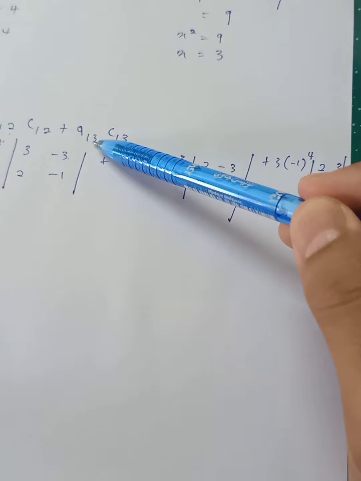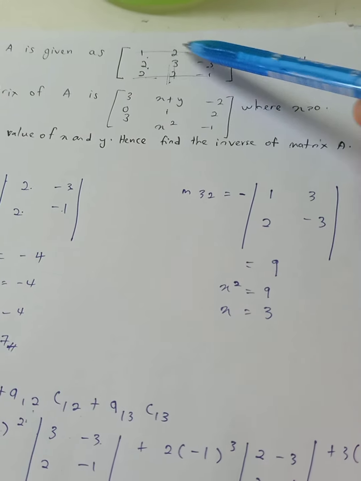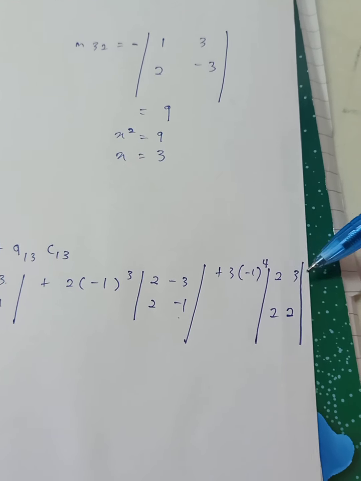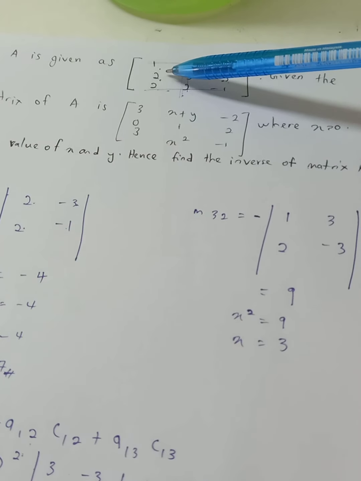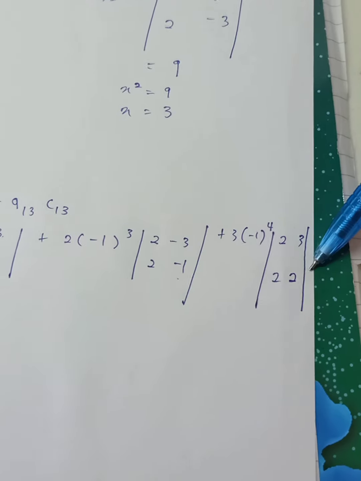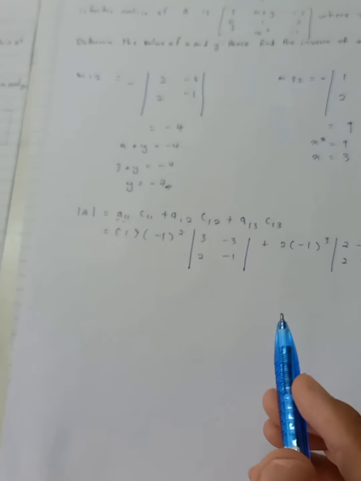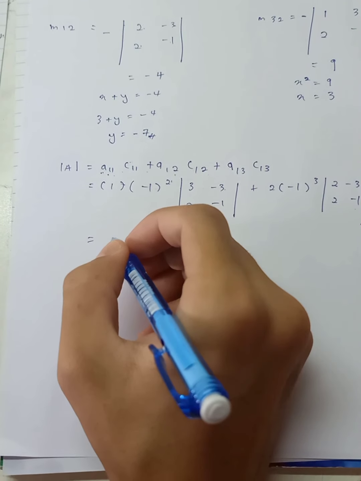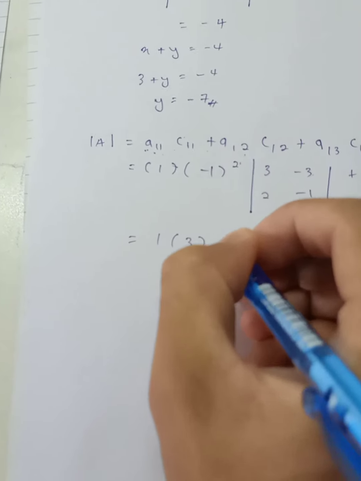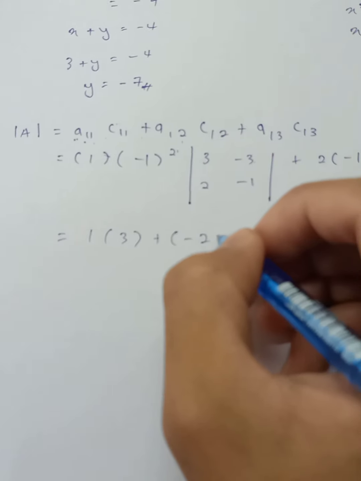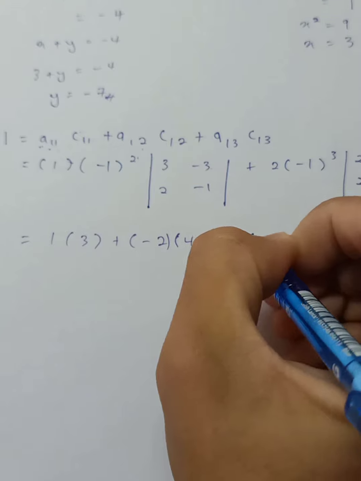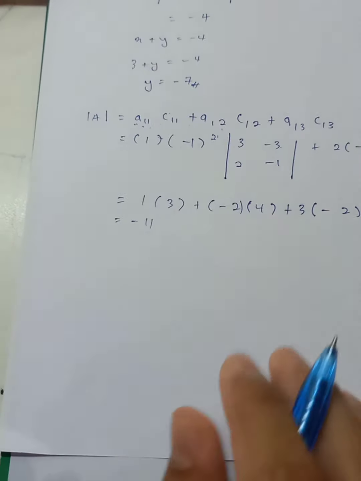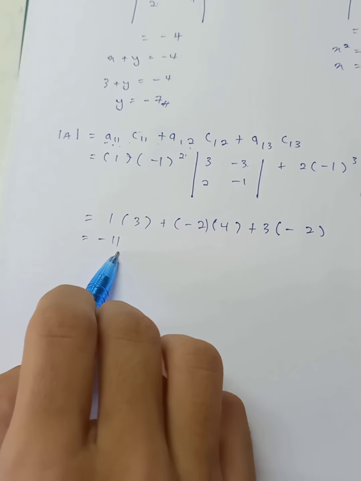Same with A13: the first row and third column, we get 3, times negative 1 to the power of 4, since 1 plus 3 is 4, with the matrix 2, 3, 2, 2. Next, we substitute the real values and calculate. 1 times 3 plus negative 2 times 4 plus 3 times negative 2, and the total is negative 11. So this is the determinant of matrix A.